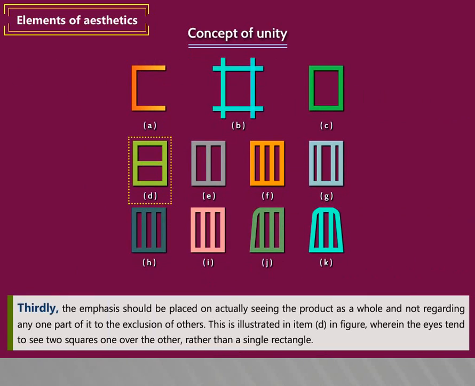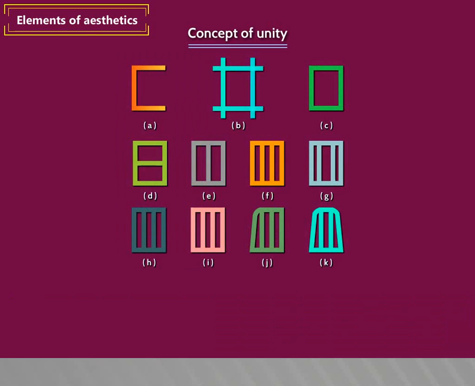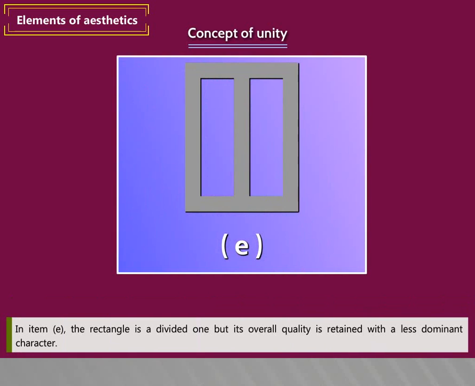Thirdly, the emphasis should be placed on actually seeing the product as a whole and not regarding any one part of it to the exclusion of others. This is illustrated in item D in figure, wherein the eyes tend to see two squares one over the other rather than a single rectangle. In item E, the rectangle is a divided one, but its overall quality is retained with a less dominant character.